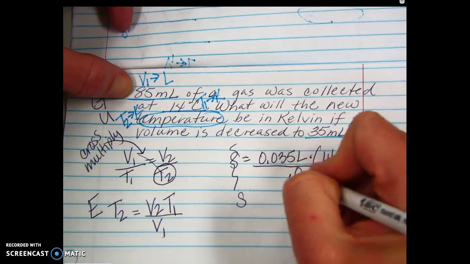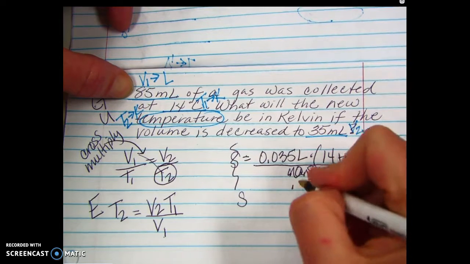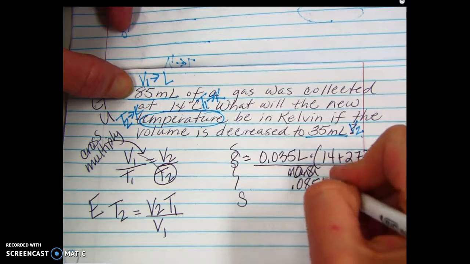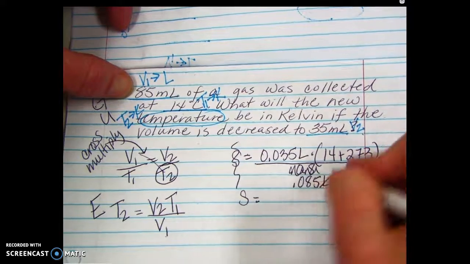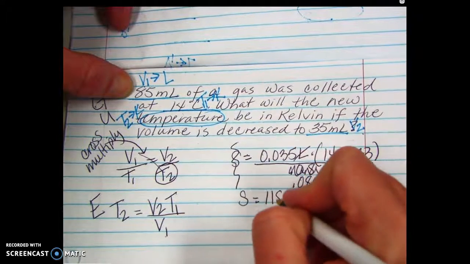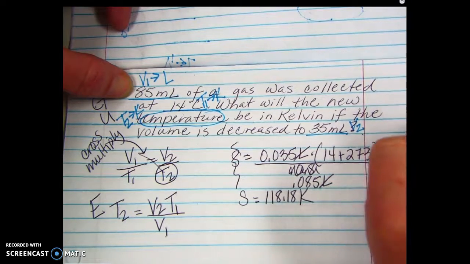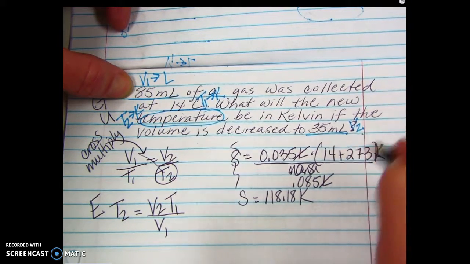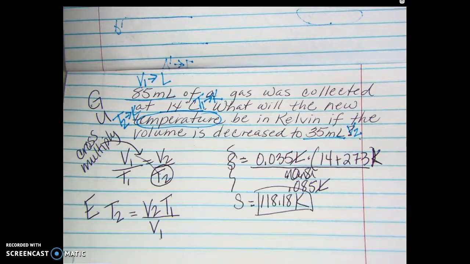V1, which is 0.0, I'm so sorry. That's why I always write in pencil, right? 0.085 liters. And we do the math, and our liters will cancel, and we're going to get 118.18 Kelvin. Oops, because this is Kelvin. And so there's our final answer. We don't put Kelvin in scientific notation.